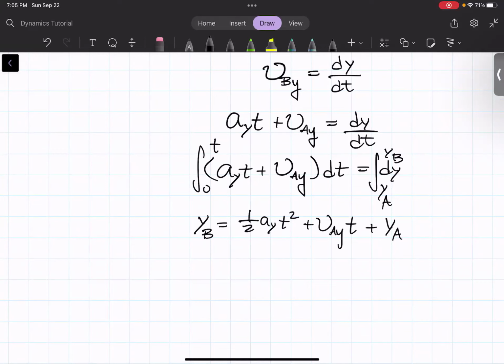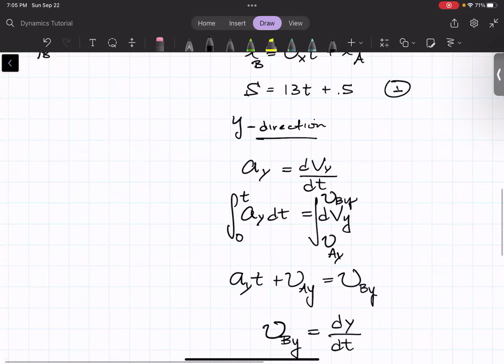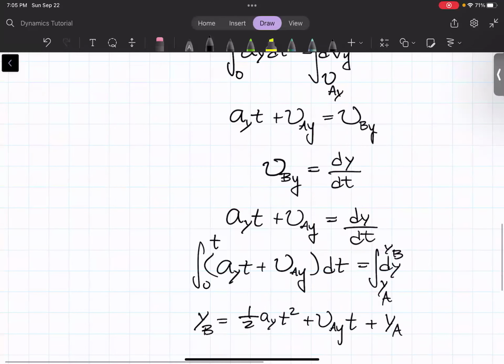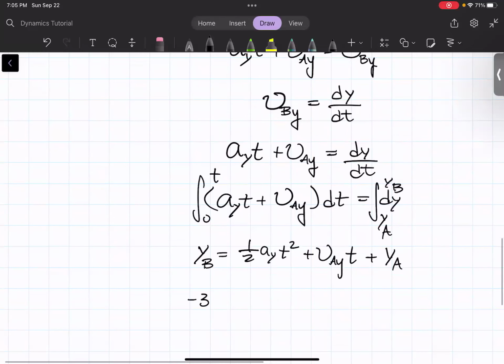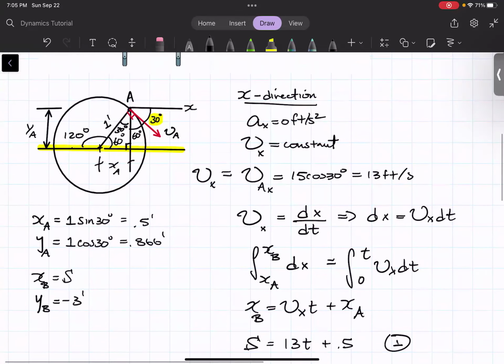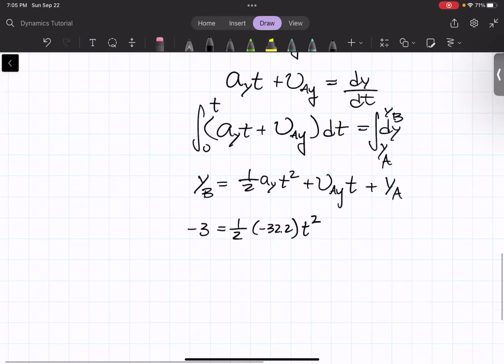So essentially here, we'll plug in our parameters that we defined from the beginning, YB and then YA, of course. So YB, we said it was -3. So 1/2 the acceleration in the Y is minus G. So in feet, essentially it's 32.2 feet per second squared, in the negative direction, because the gravity goes down. And then VAY we will need to compute.